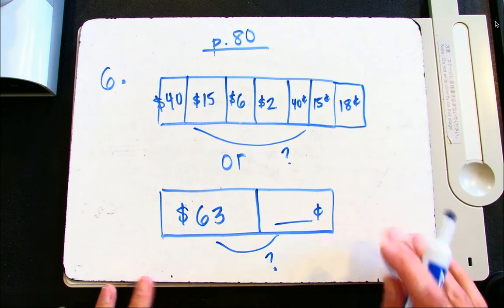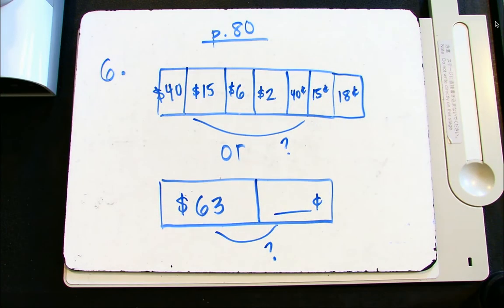So these are just 2 options for solving number 6 on page 80. I hope that helps.